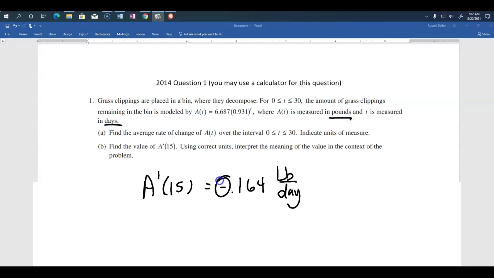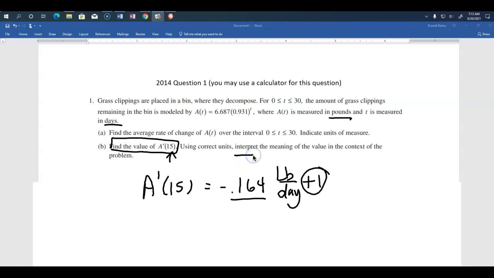Notice that once again it's negative. That means that the amount of grass is decreasing at a rate of 0.164 pounds per day at that exact moment in time when t equals 15. So we're going to do an interpretation now. This is one of the things we had to do. We had to find the value of A prime of 15. That would be worth 1 point, just doing that on your calculator. But now we get to do the interpretation.